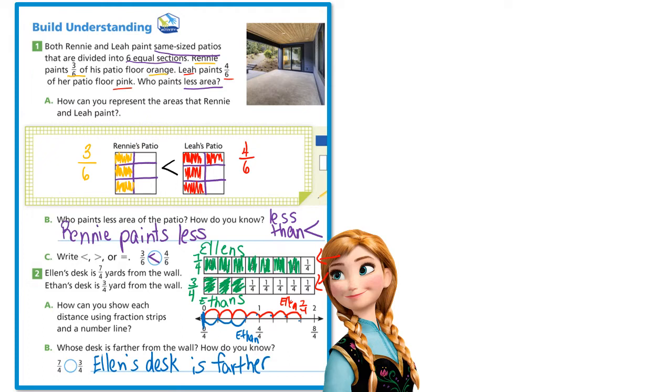Very good. And what symbol would I put? 7/4 is blank to 3/4. Greater than. So my symbol actually faces the opposite way than my other symbol did, and it's greater than. Okay, great job.